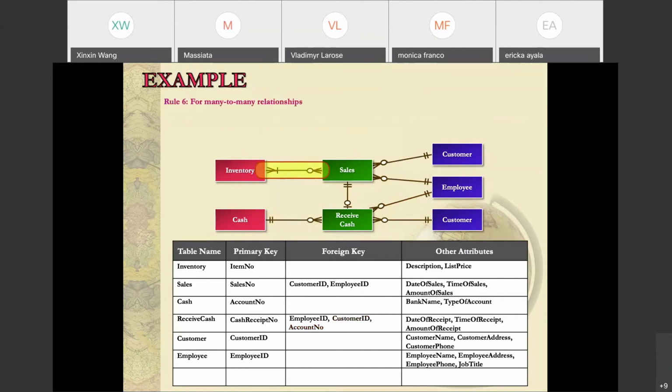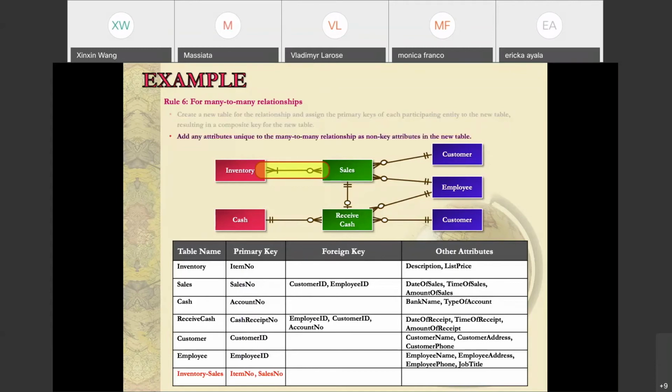And then we come to rule number 6, many-to-many relationship. What are the rules? Create a new table. This time we create a new table for the relationship that assigns the primary key of each participating entity to a new table, which is the inventory sales table. Some students already answered that question, which is correct. And then we construct the primary key in 2 parts, which come from both the inventory table and the sales table.